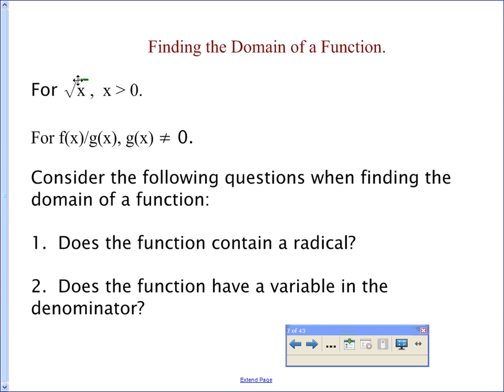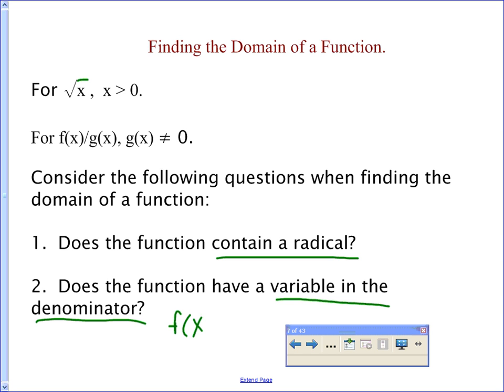First of all, does the function contain a radical? And the second thing to consider is, does the function have a variable in the denominator? So we want to know if it contains a radical or has a variable in the denominator. Those are the times when we have potential problems.